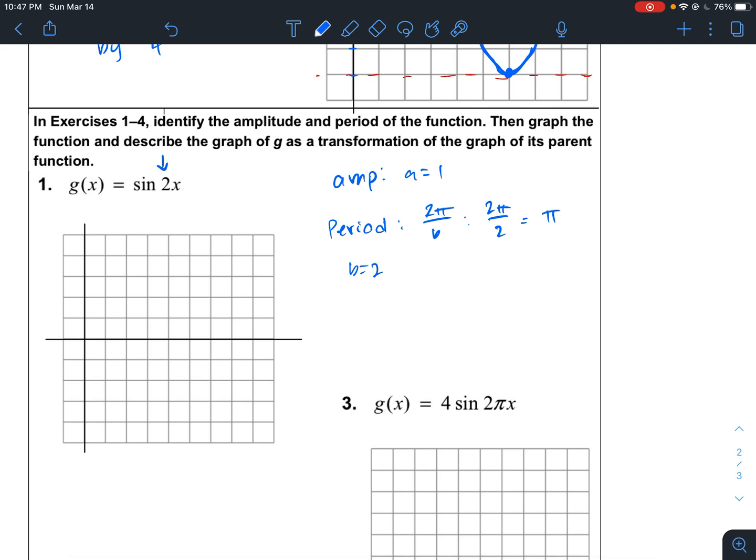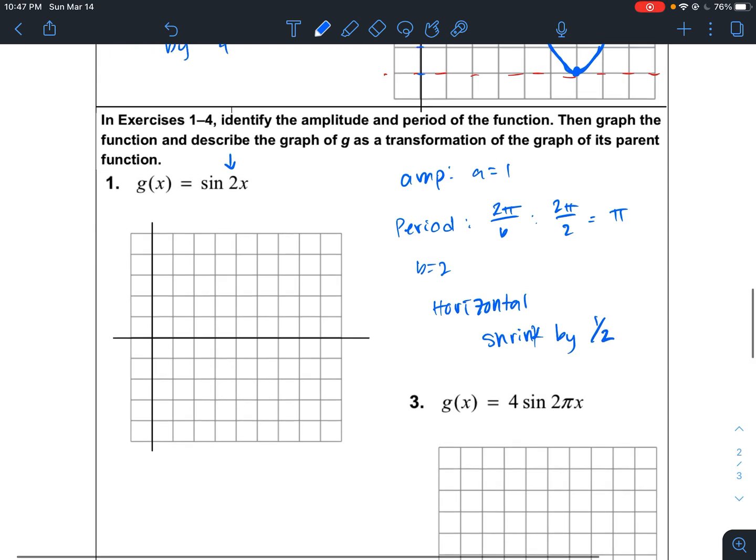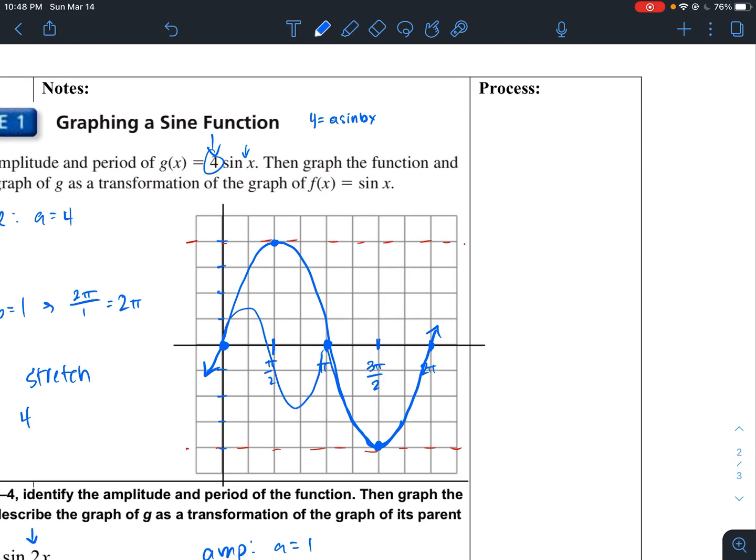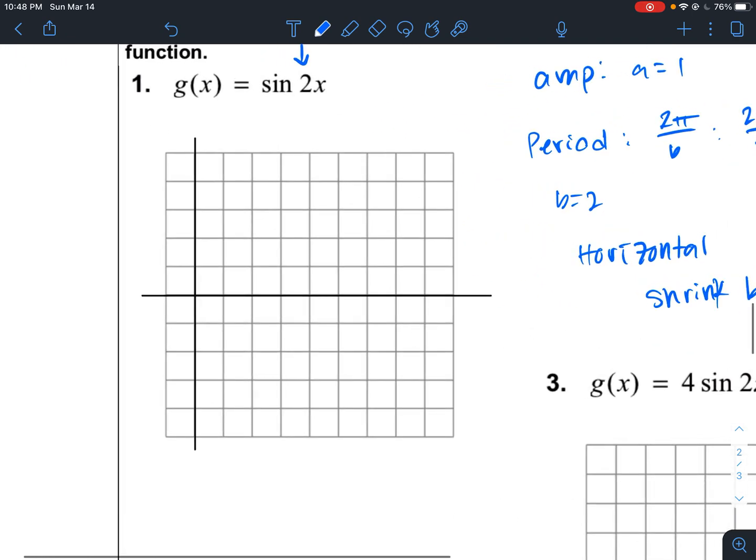Now here b is equal to 2, so this is actually going to be a horizontal shrink by 1/2. Remember, horizontal stretches and shrinks are always by a factor of the reciprocal. And you can already see the shrink. Because we have to make a full sine rotation by the time we get to pi, you can see that we've shrunk the function. Okay, so if I'm going to do this, I'm going to count by pi over 4.